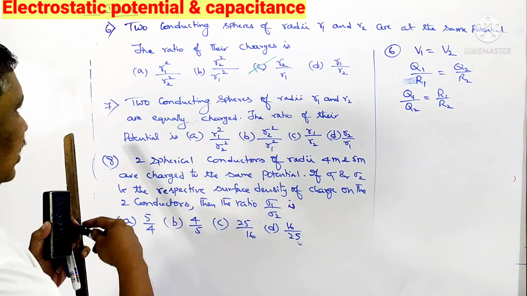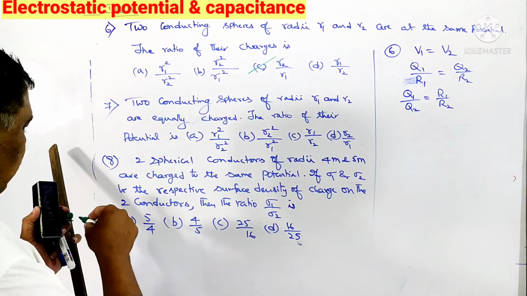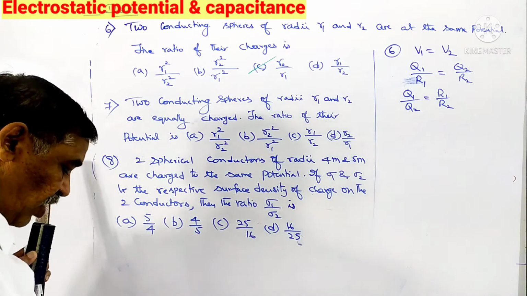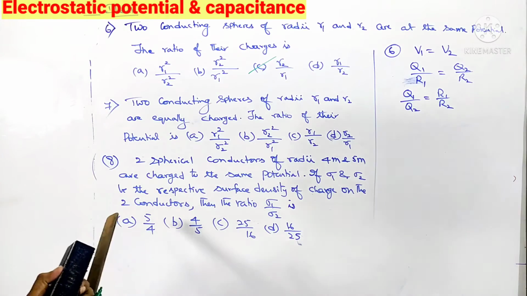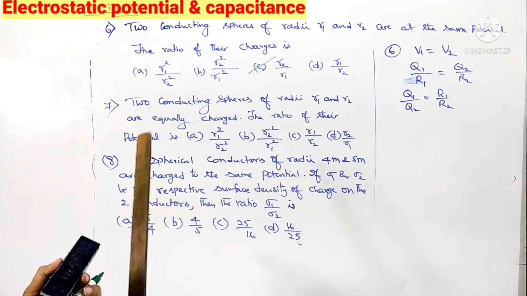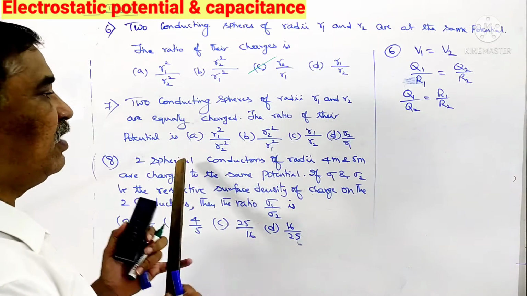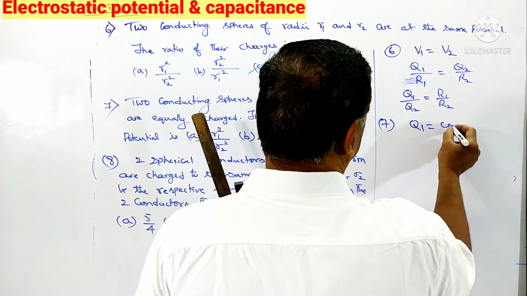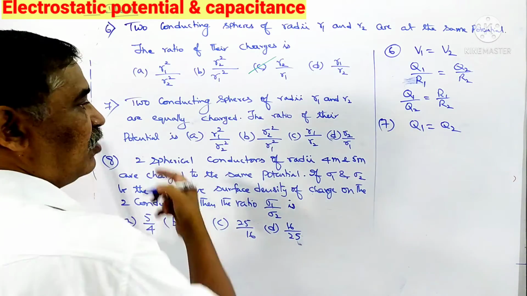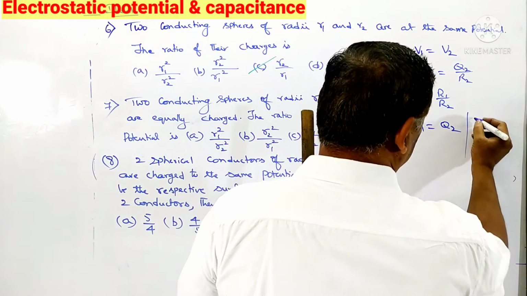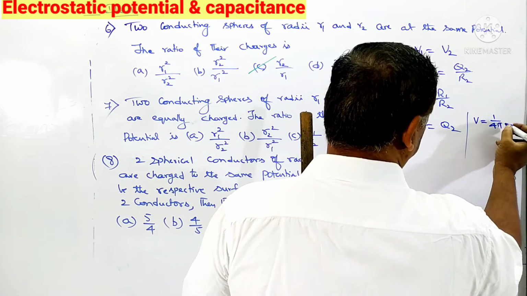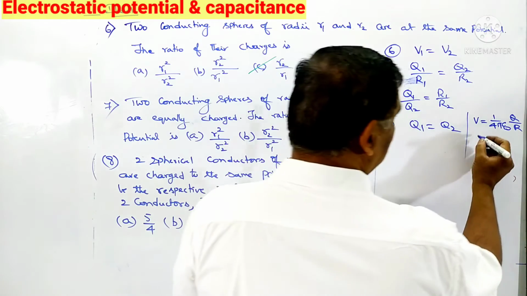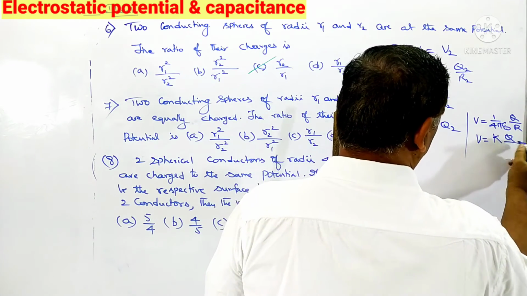The next question is two conducting spheres of radii R1 and R2 are equally charged. The ratio of their potential is? So in this question, we are given the radii R1 and R2, equally charged. Here it is given Q1 is equal to Q2. Now what is the ratio of potential? Just recall the formula. V is equal to 1 by 4 pi epsilon naught Q by R. 1 by 4 pi epsilon naught, I take it as some constant. V is equal to K into Q by R.